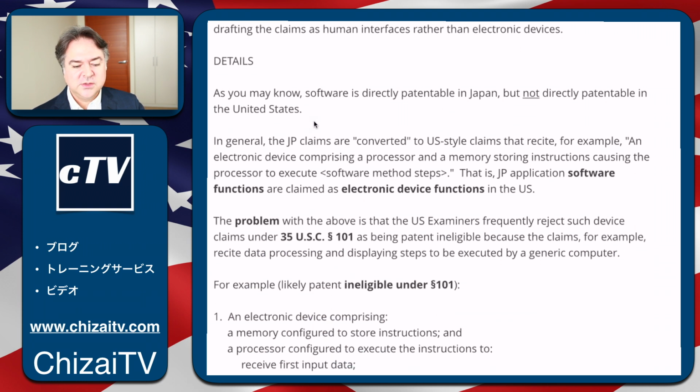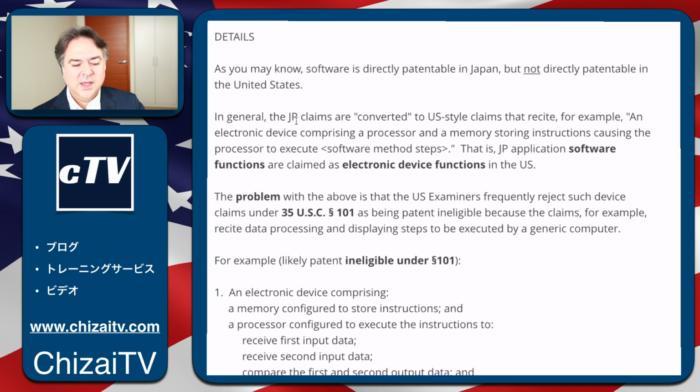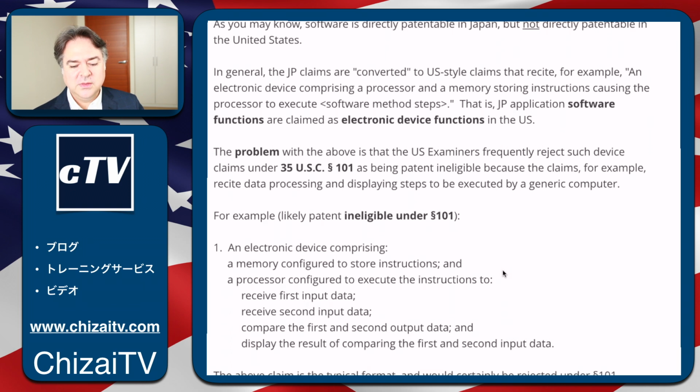And then the details. As you may know, software is directly patentable in Japan, but it's not directly patentable in the United States. In general, the JP claims are converted to U.S. style claims that recite, for example, an electronic device comprising a processor and a memory storing instructions causing the processor to execute some software method steps. The bottom line is it's a software method. You have to write it a different way in the US, but the problem is we get a lot of 101 rejections when we do that.